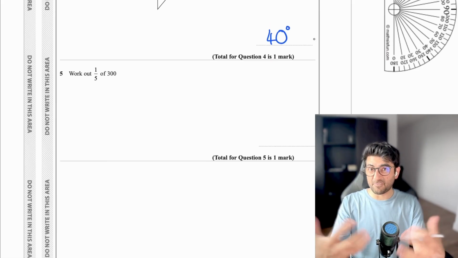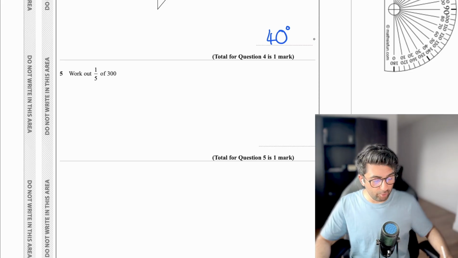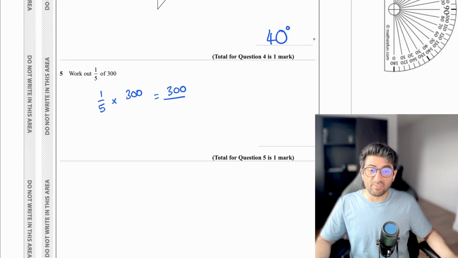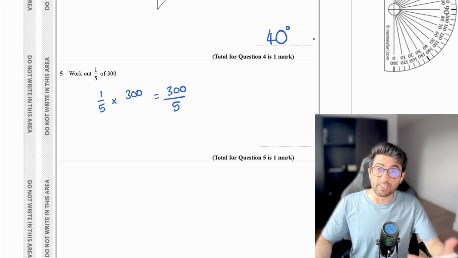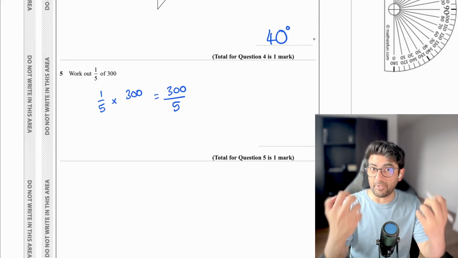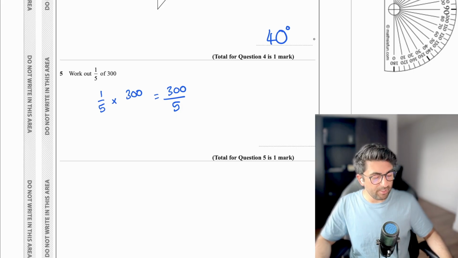Okay, next question. It says work out 1/5 of 300. So to work out a fifth, there's 2 ways of doing it. You could multiply a fifth by 300. You could do 1 over 5 times 300. 1 times 300 is 300. 5 times 1 is just 5. So it's 300 divided by 5. So to work out a fifth of anything, you just divide it by 5. So 300 divided by 5 is 75.